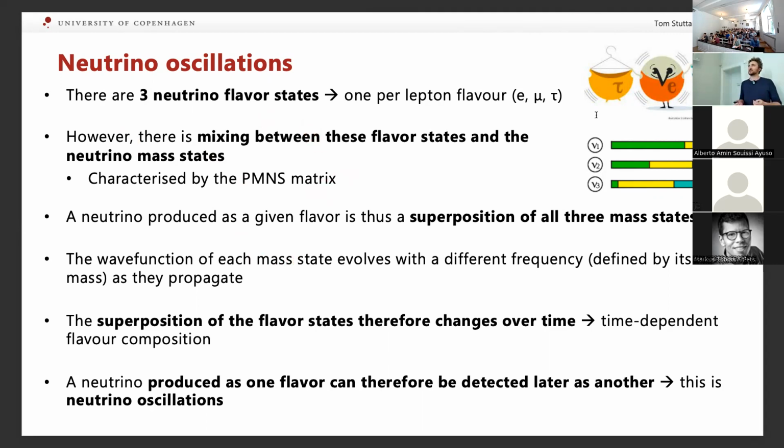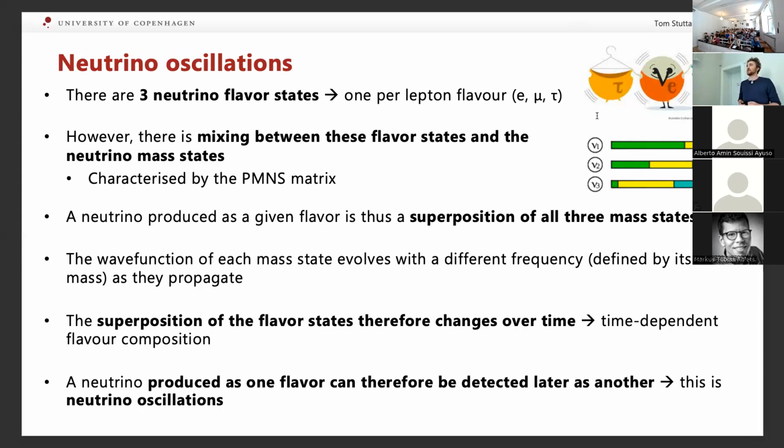Now, the reason oscillations occur is that when a neutrino is created, it's created generally in a weak interaction and it's produced in a given flavor state. But because of this mixing, that really means it's produced as a superposition of all 3 of these propagation states. As the neutrino propagates through space and time, these 3 states all evolve together, their wave functions evolve. And because you have this superposition of states, you have an interference effect. Over time, this superposition changes and you have a time-dependent flavor composition of your neutrino, basically.